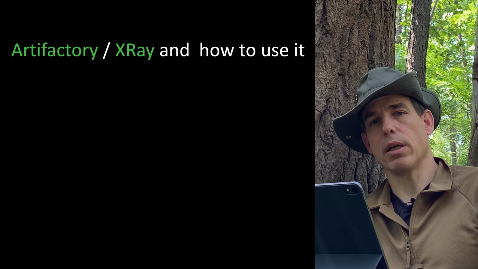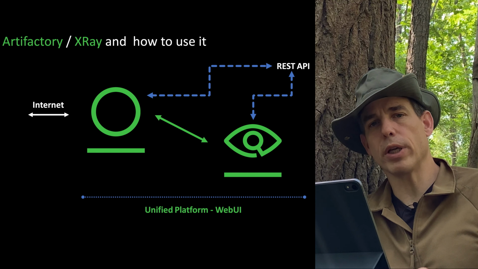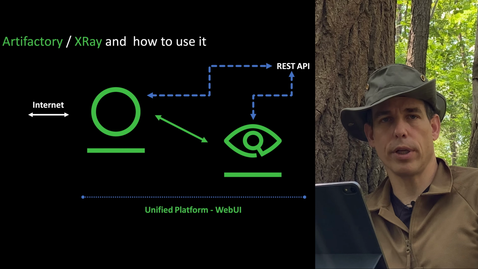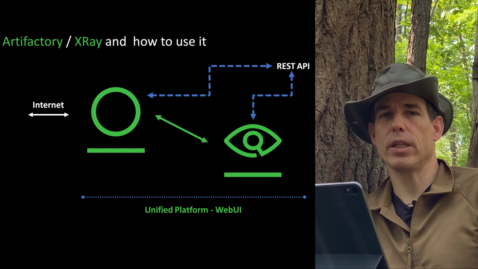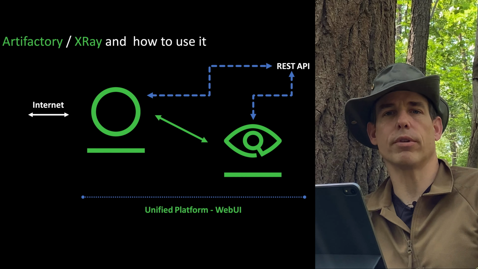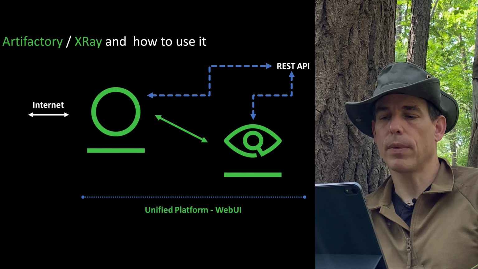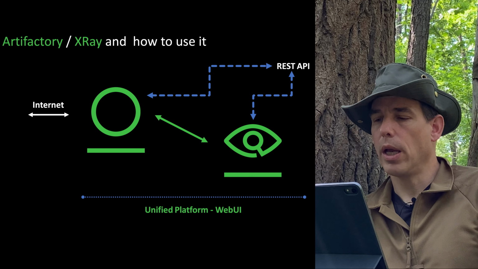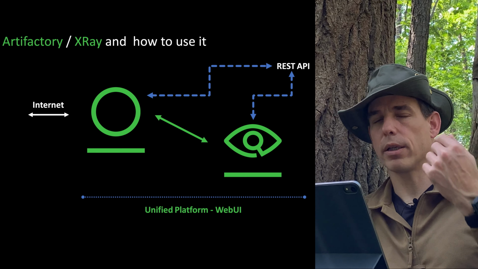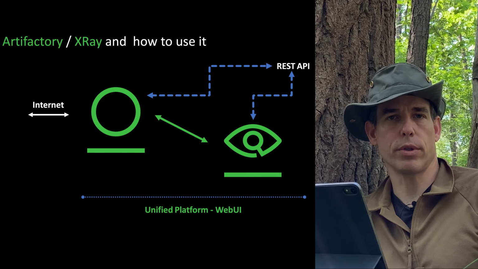How to use this and how to implement this one with Artifactory and X-Ray. Artifactory is a repository, and you can have inside Artifactory different kinds of repositories. One kind is Debian repositories, and then you can connect with X-Ray and scan the content of this repository.